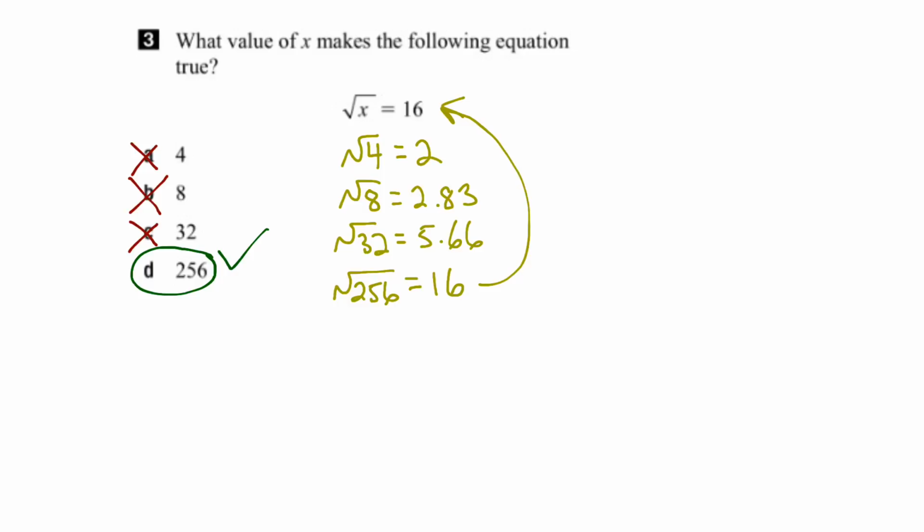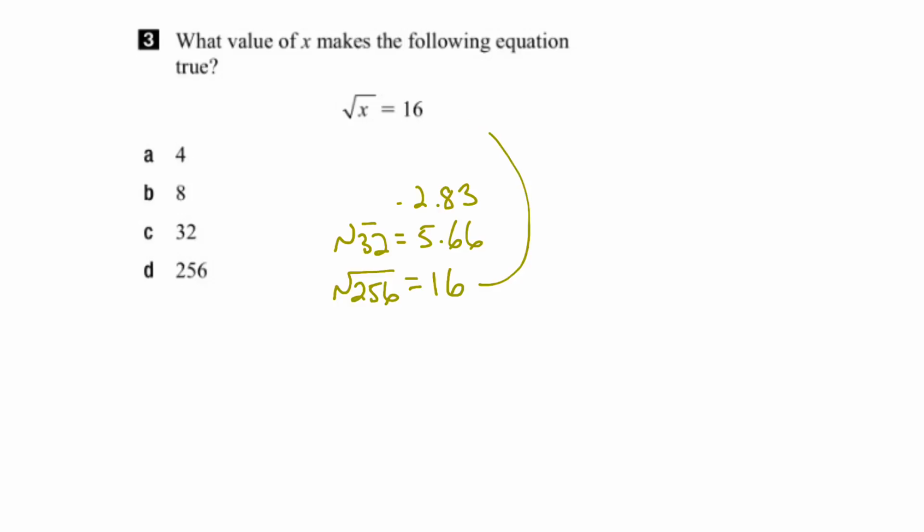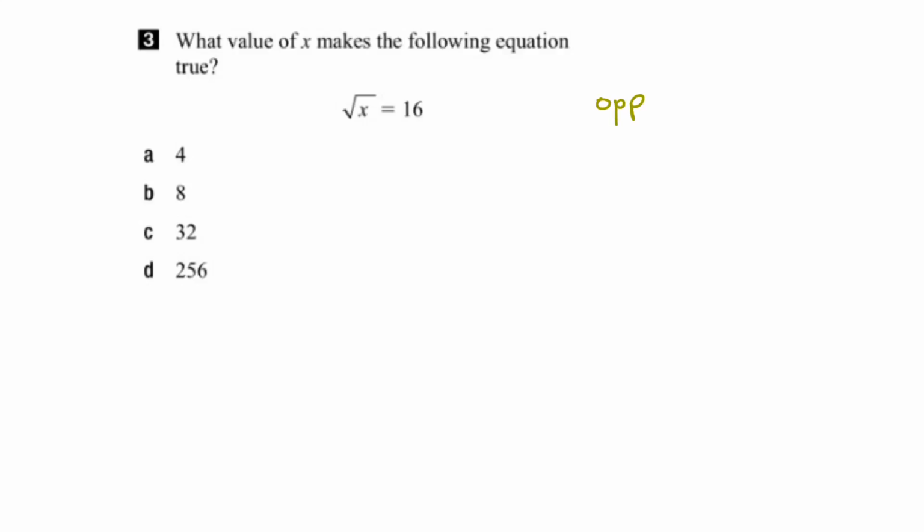But what if they didn't give us these values over here on the left? How would we determine the value for x that makes that equation true? Well, we can look at what are called opposite operations.